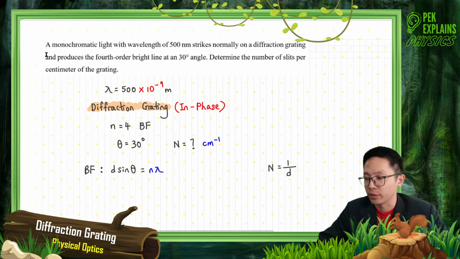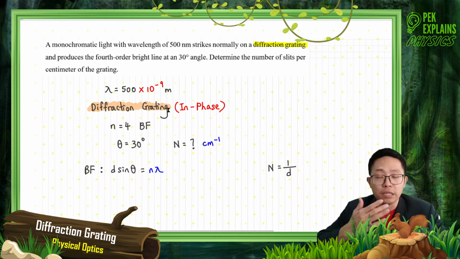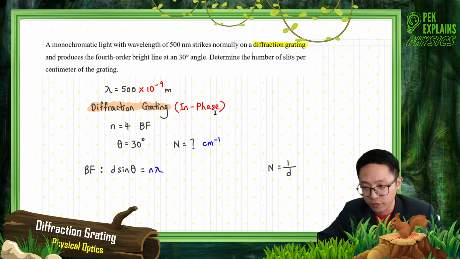Alright, let's look at this question. A monochromatic light with wavelength 500 nanometer strikes normally on a diffraction grating. See, the keyword here is diffraction grating. So again, this is not double slit, not single slit, but diffraction grating. A diffraction grating is in phase. Remember that.